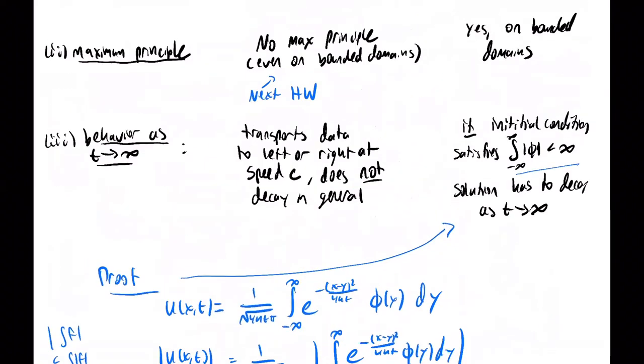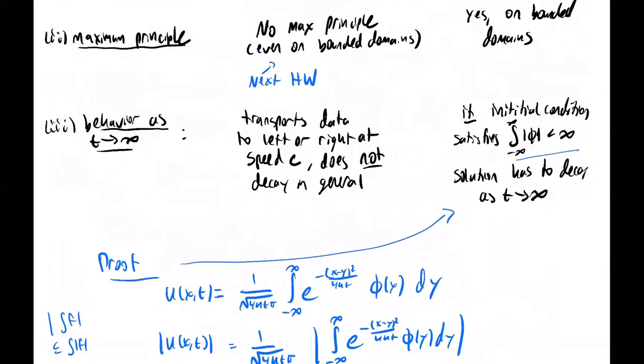And so this implies again that if your initial condition is integrable, meaning the integral from minus infinity to infinity of its absolute value is finite, then the solution to the diffusion equation has to decay as t goes to infinity. On the other hand, for the wave equation, that's certainly not the case, because you could just have a traveling wave which moves to the right at speed c for all time and never decays or anything like that. It just moves around.